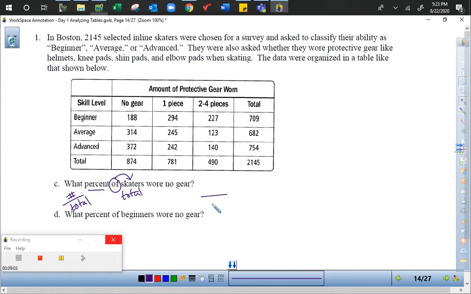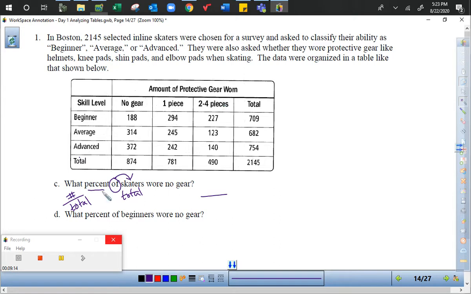So we have to find somewhere in the table where it gives us the total number of the skaters here. So for us, we've actually got total columns here, and let's talk about how these are interpreted. So this total, 709, is talking about the total number of beginners. This 682 is the total number of average. The 754 is the total advanced. This one down here, very similar. This is the total as you go down of people who wore no gear, total who wore one piece of gear, and those who wore 2 to 4.